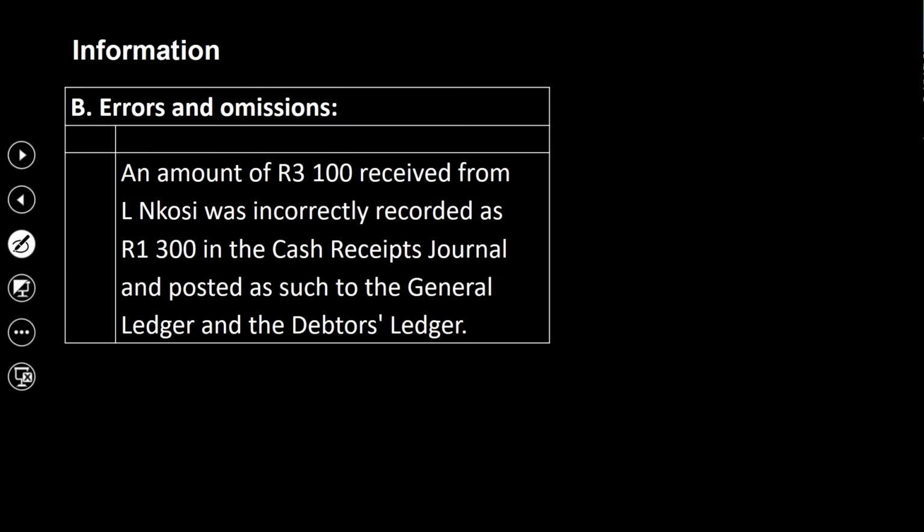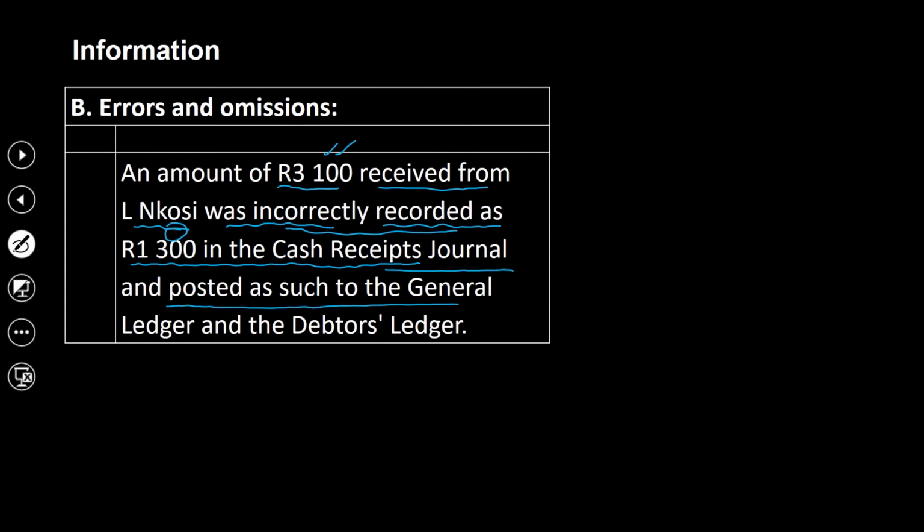An amount of 3,100 received from L. Nkosi was incorrectly recorded as 1,300 in the cash receipts journal. Okay, we received an amount of how much? 3,100, the correct amount. What did we record it as? We recorded it as 1,300 in the CRJ, and posted as such to the general ledger and the debtors ledger.